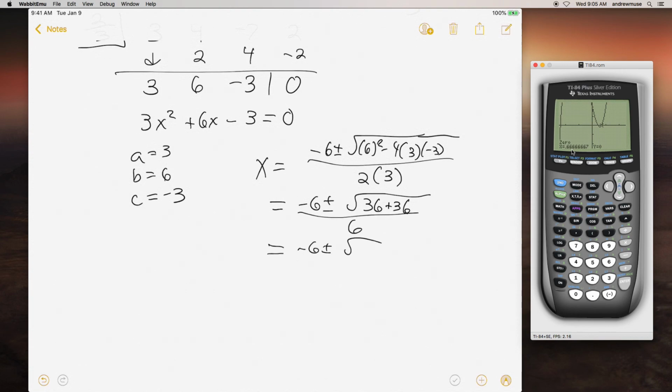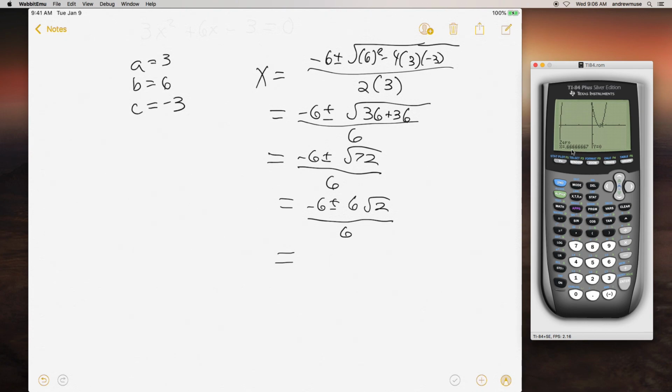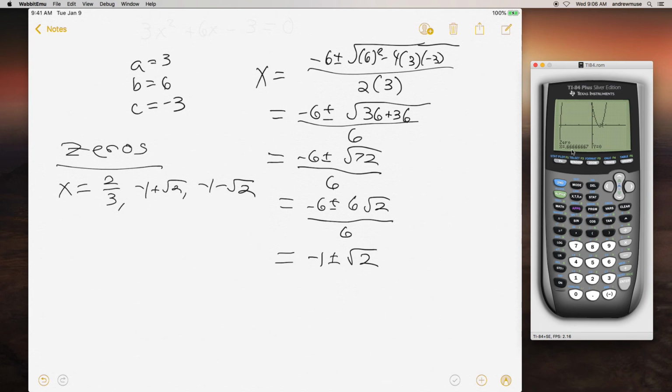So I have -6 plus or minus the square root of 36 plus 36 over 6. That's the square root of 72. And the square root of 72 is 6 square roots of 2. And then I can divide everything by 6, which will give me -1 plus or minus the square root of 2. So to answer the original question, to find the zeros or the solutions, x equal to 2/3, -1 plus the square root of 2, and -1 minus the square root of 2. Okay, that's where we'll stop.